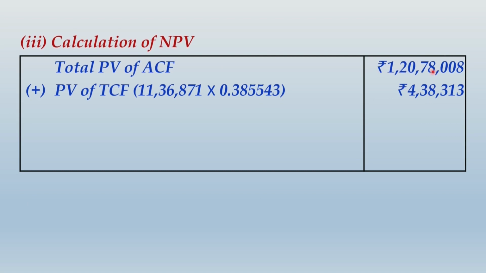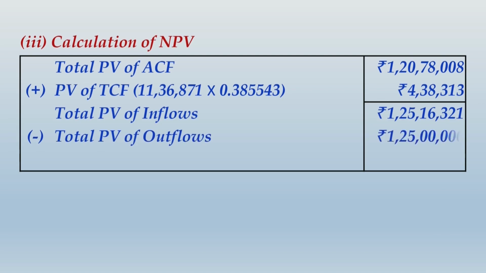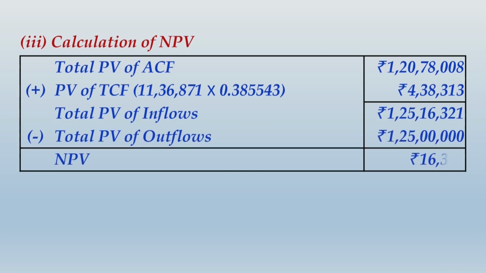This is present value of annual cash flows, this is the present value of terminal cash flow. The aggregate of this will give you total PV of inflows, and from that you subtract total PV of outflows, which was 1 crore 25 lakhs, and the resulting outcome is the net present value. So please write up this whole thing, and that will be end of the first part of your solution.